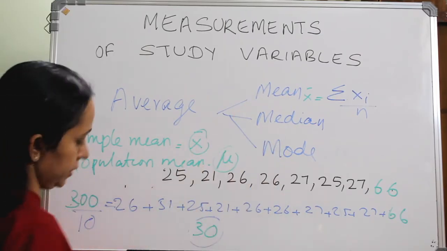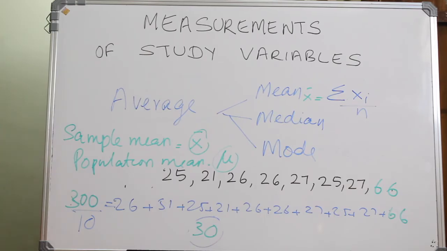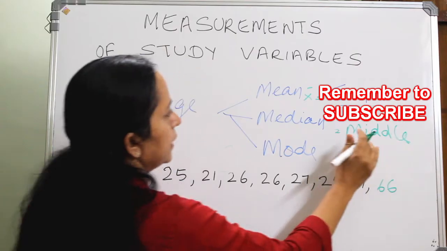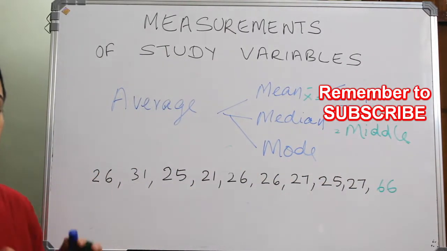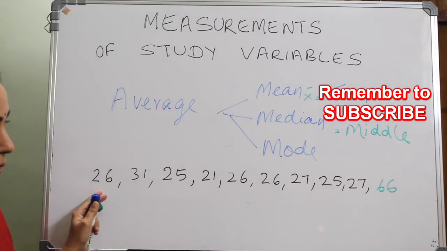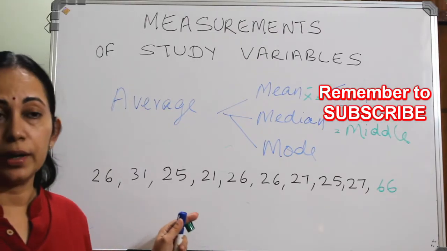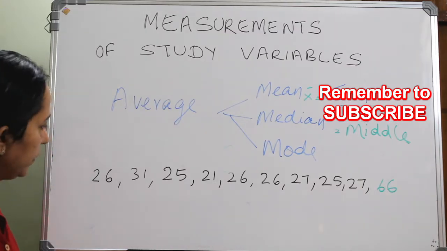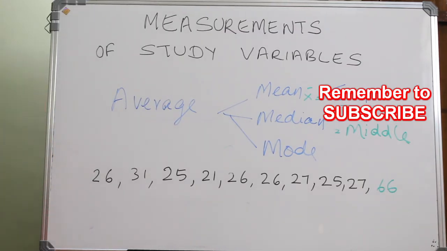Then the median. What is median? Median is the middle value. Okay, median is the middle value. That is the middle value of a group of data. So in this, you have to arrange the data in an ascending order or in a descending order. So we will arrange it in an order.